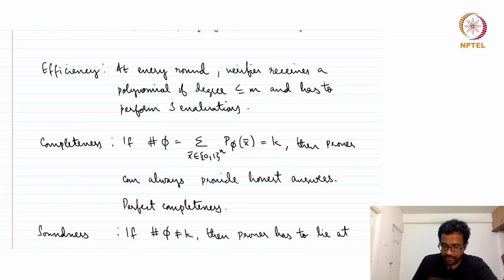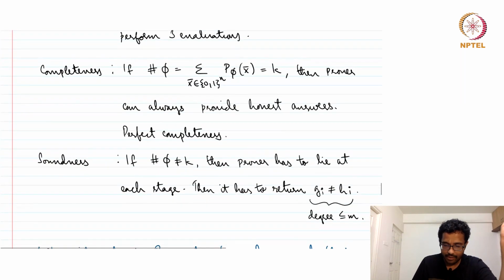And completeness: if the number of satisfying assignments is actually k, that means the sum of the polynomial over these 0, 1 power n points is also k, then the prover just acts in all honesty. Every time he just outputs whatever is asked for by the verifier, and the verifier is convinced. So there is no possibility of the proof not being accepted. The completeness is perfect, 100%.